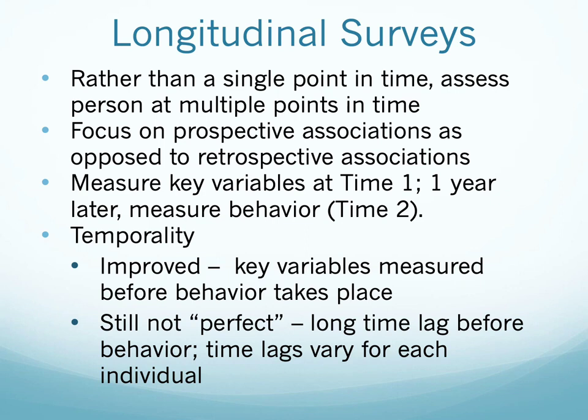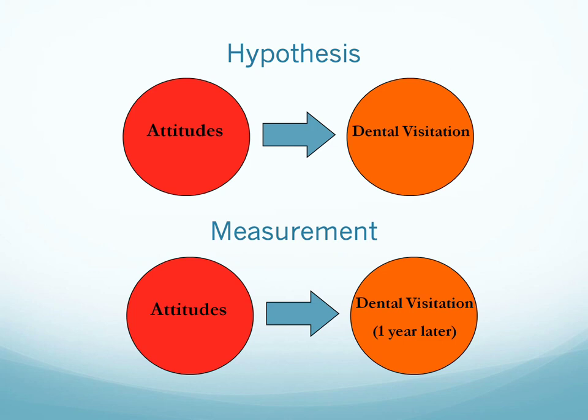We still have a long time lag before the behavior takes place, and the time lag is still going to vary for each individual. Still, our measurement here is more in line with our conceptual model. Our conceptual model suggests that our attitudes today are going to affect our behavior in the future. And our measurement now is measuring our attitudes first and subsequently measuring the behavior. Whereas in the cross-sectional research, it was looking at the behavior previous and the current attitudes.